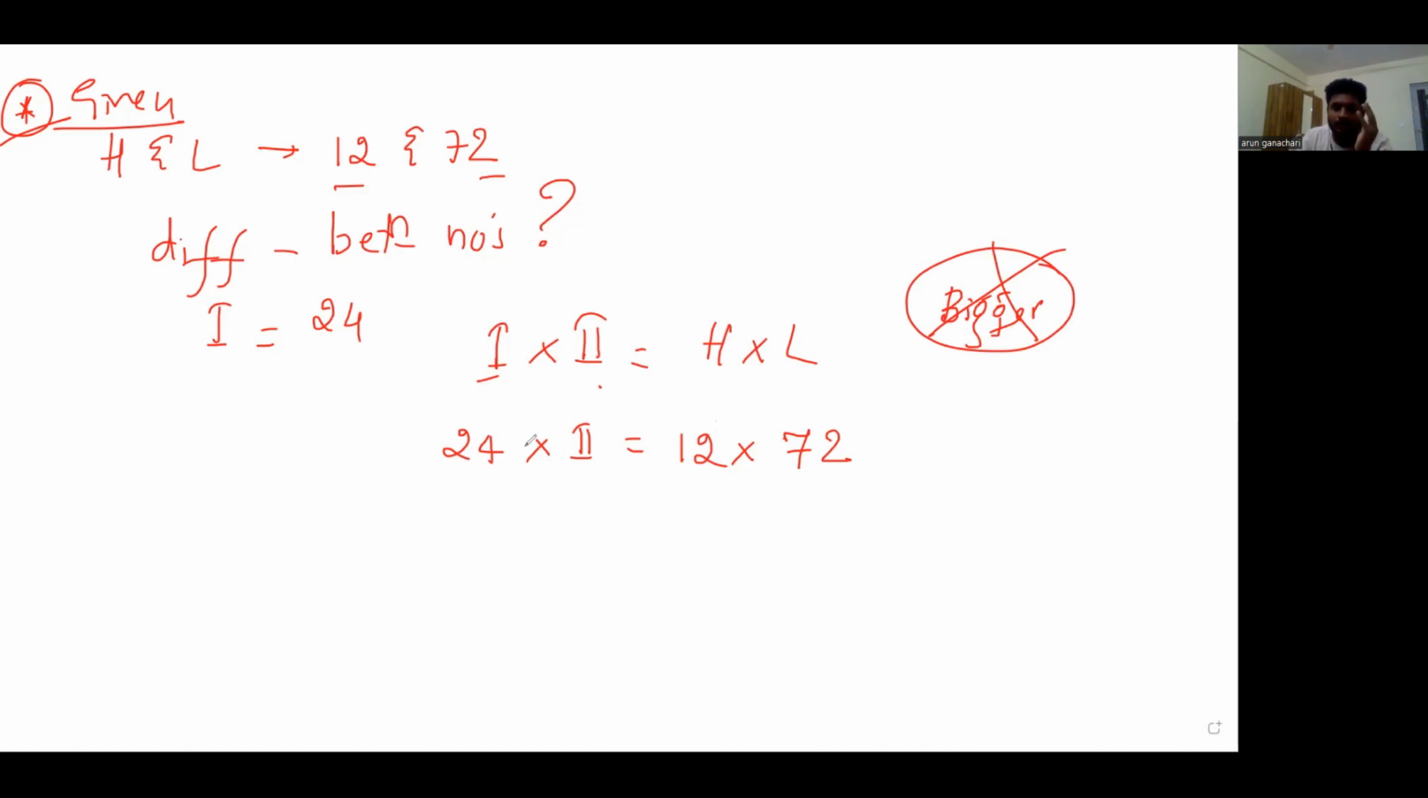How will I cancel it? If you know 24 table, that's well and good. If you know 24 table, then 24 ones are 24, threes are directly cut. But if you don't know 24 table, then it will be 12 ones are 12, 2 ones are 2, 36. So your second number is 36.